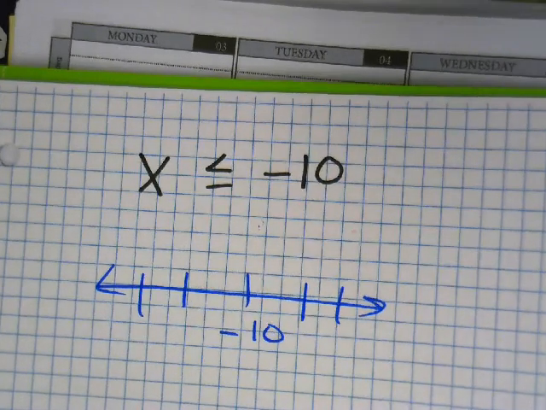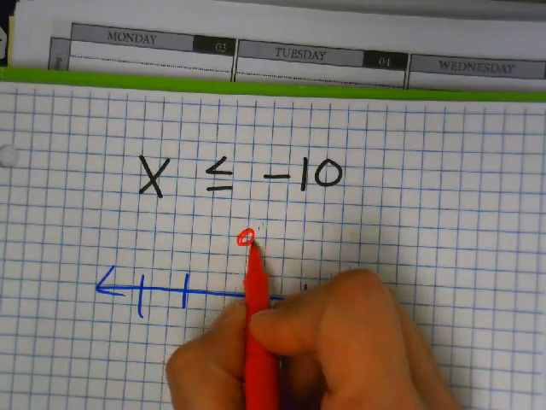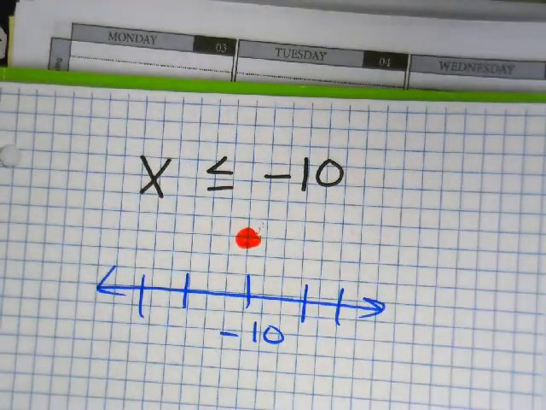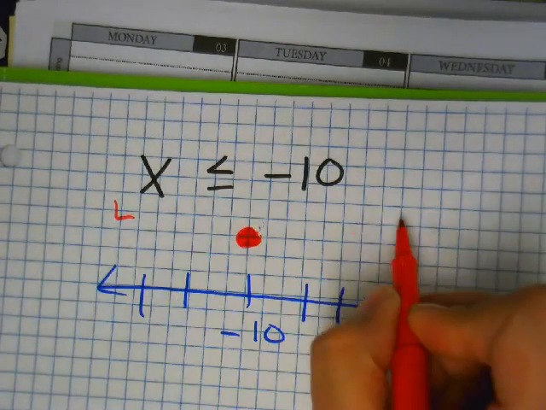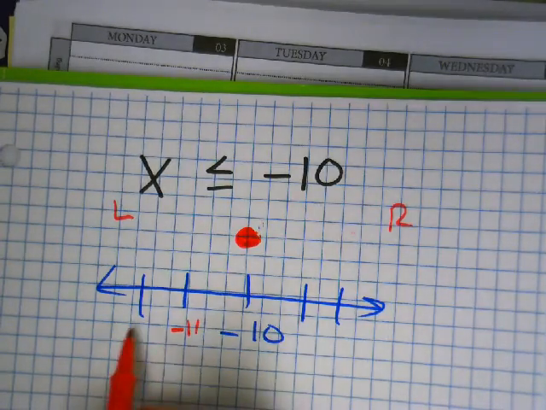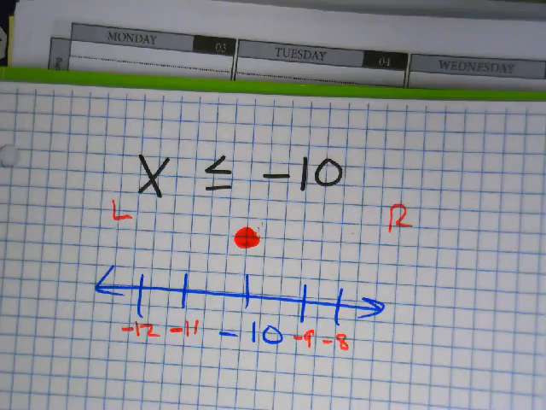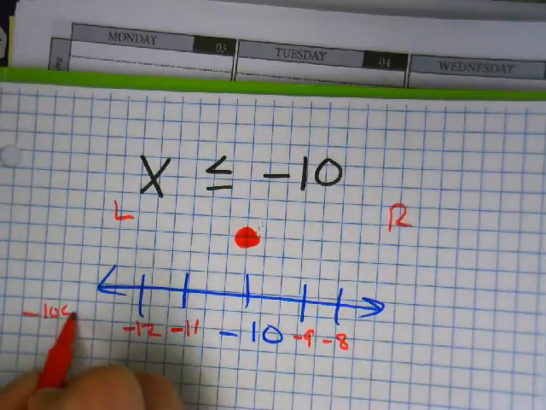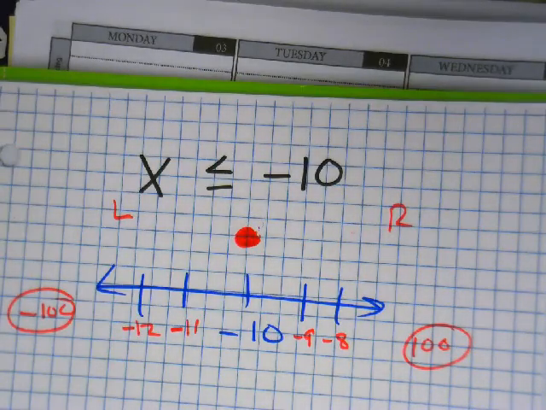Okay. Easy question. Open or closed circle? Good. We should all understand when it's open. Should understand when it's closed. Now the hard part is figuring out, oh wait, I forgot. What number is this one? -11, -12. Okay. This would be -100 over here, and this is +100 over here, right?